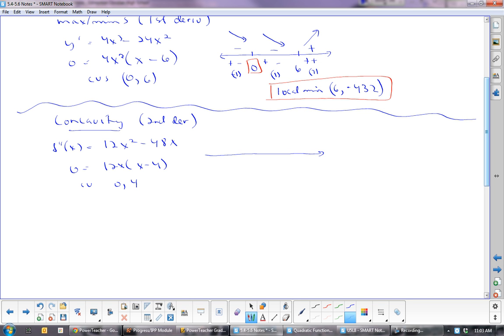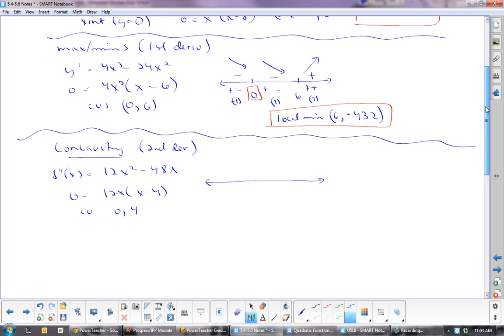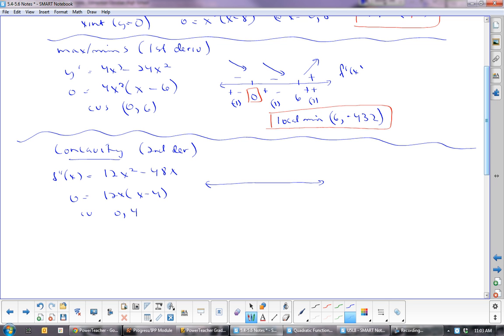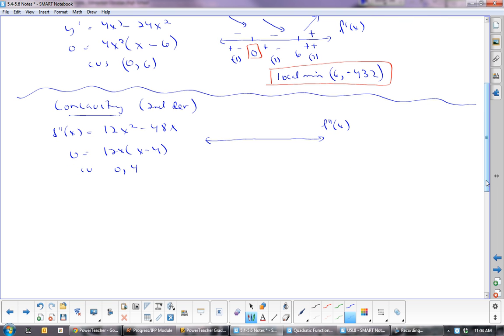Again, get my line going. Oops. The one before this, I should have called f prime of x, and this is f double prime of x. Critical values are 0 and 4.